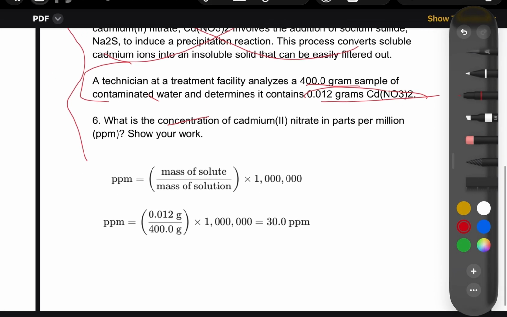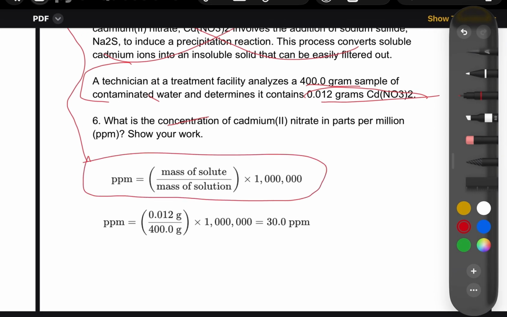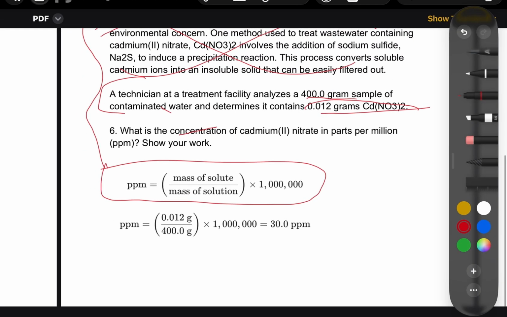So we're going to use this formula here, ppm. We know that the mass of the solute is 0.012 grams because we already know that the solution is going to be the contaminated water, because that's the solvent. And the grams of cadmium is our solute because that's what's in the water. That's what's in the solution. So we're just going to make this proportion right here. Our solute over solution times 1 million, we're going to get 30 ppm.